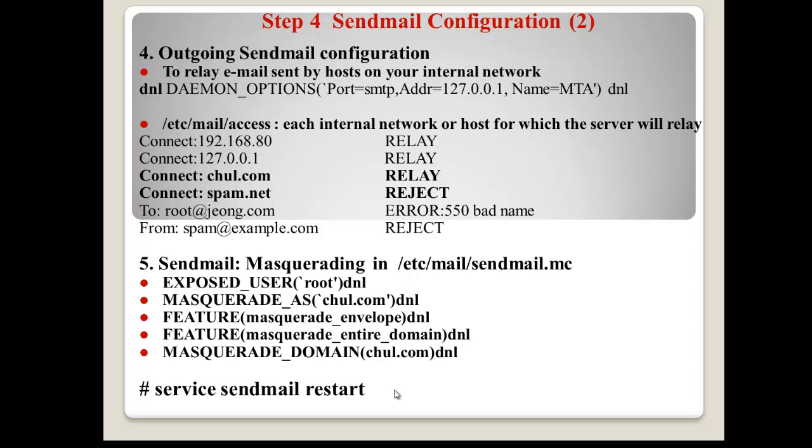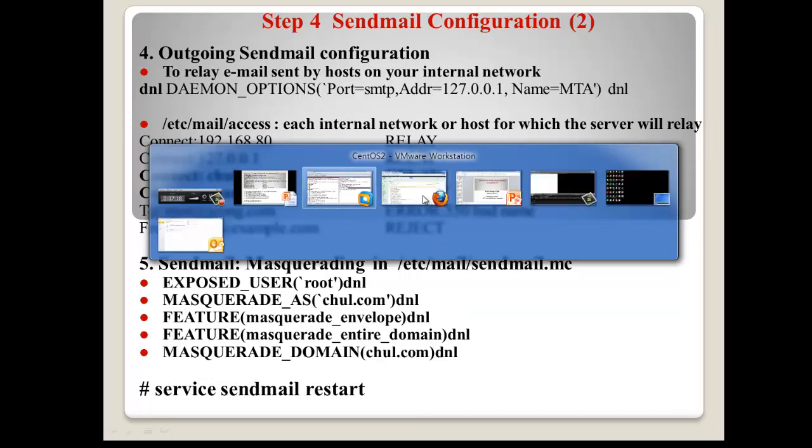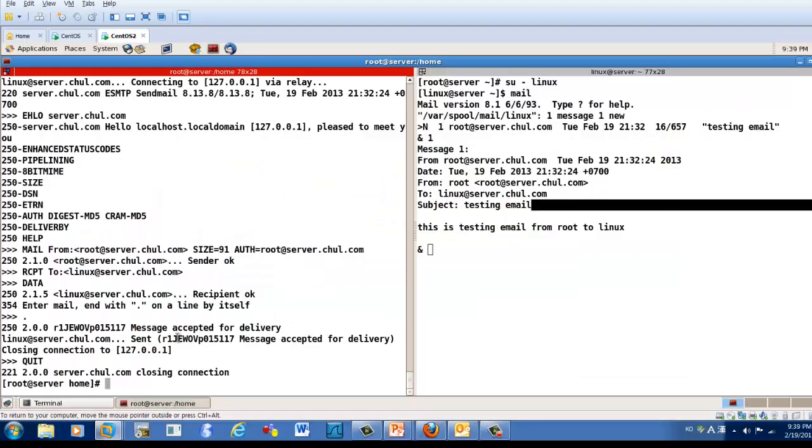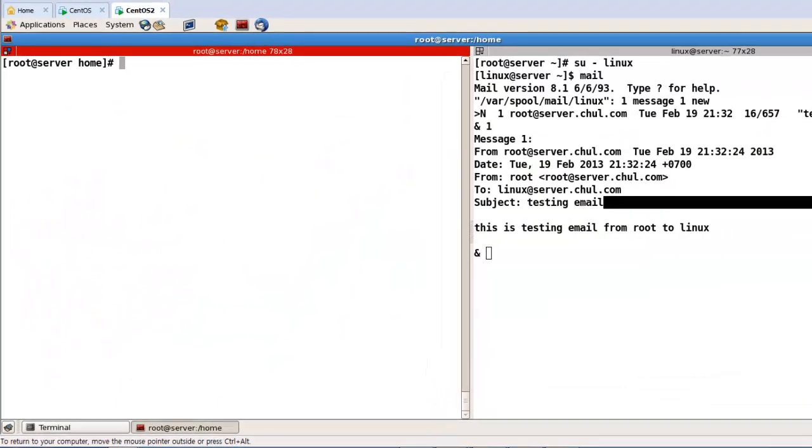It means just a kind of fake email address. So later I will show you. After you change some contents or lines in the sendmail.mc or sendmail.cf, you need to use this command: service sendmail restart. Okay, then let's start the configuration.